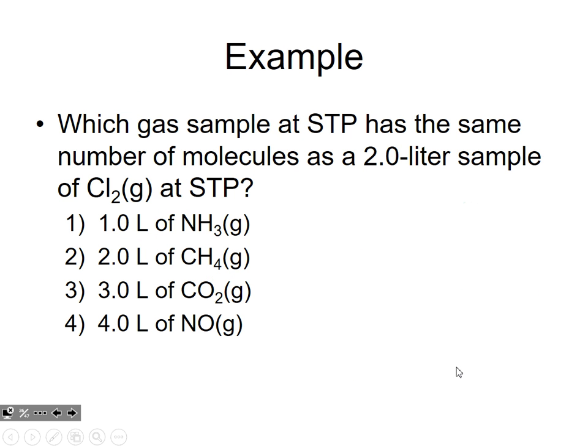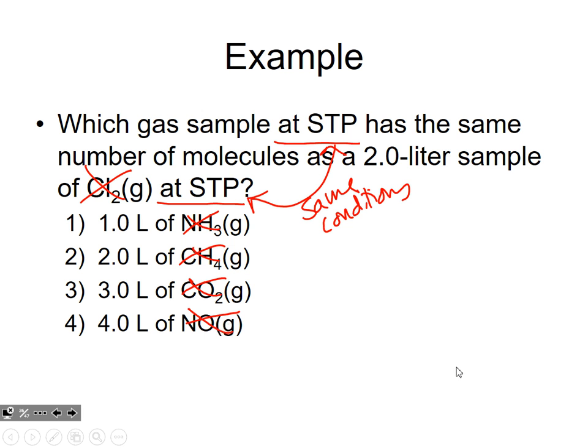So just as an example, a very typical Regents question: which gas sample at STP has the same number of molecules as a 2.0 liter sample of Cl2 gas at STP? First up, in this problem, it does not matter at all that it's chlorine gas, nor does it matter what the gas is in each of these cases. That's not what you want to look at. That doesn't have any effect at all. What we want to pay attention to is which gas sample at STP has the same number of molecules as the Cl2 also at STP. Notice, same conditions, same temperature, same pressure.